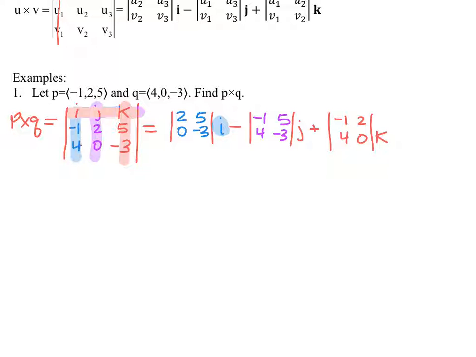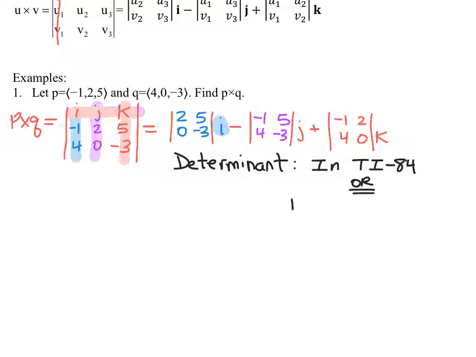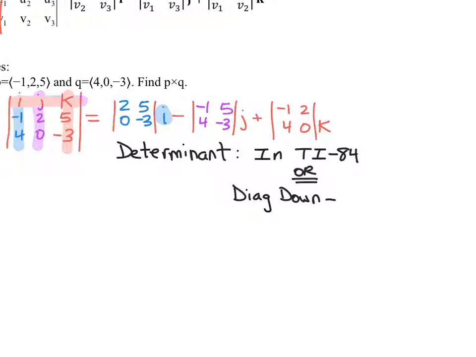All right, so we're looking for a determinant here. The vertical lines around a matrix are looking for the value of the matrix. It's asking for the determinant. You do it one of two ways: in your graphing calculator, or diagonal down minus diagonal up.